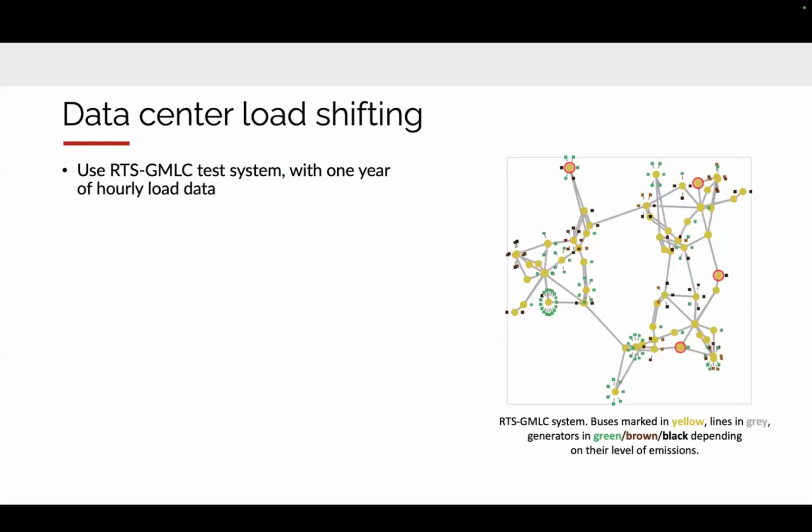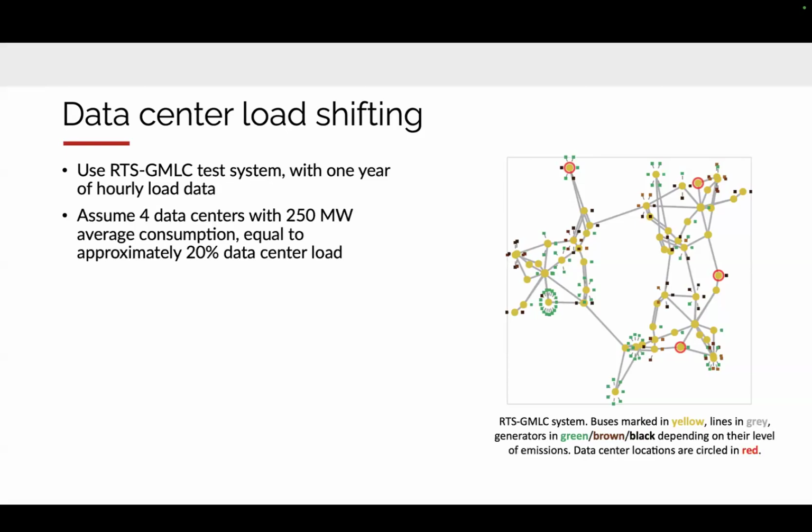So what is this case study that we are setting up? We are looking at data center load shifting. We're using this simple small test system, the RTS-GMLC test system. It has 1 year of hourly data and is quite renewable heavy. The yellow parts here are the nodes, the gray lines are the power lines, and the green and brown dots are the carbon emission intensities of the different generators. So, lots of renewables, and then both coal and natural gas.